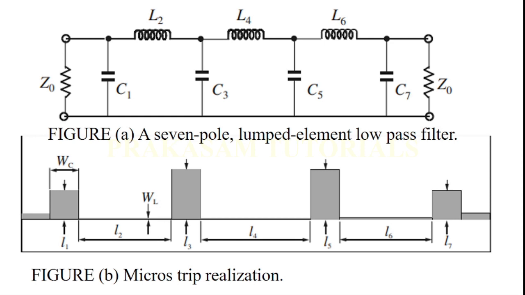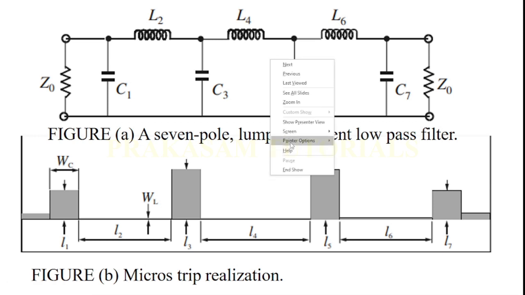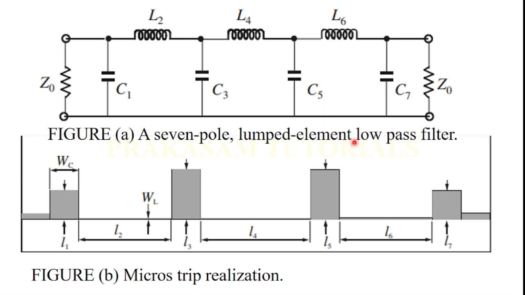So why can we use a 7-pole lumped element low pass filter compared to the 3-pole lumped element low pass filter? To obtain a sharper rate of cutoff, a higher degree of filter can be designed in a similar manner, similar to the 3-pole lumped element low pass filter.